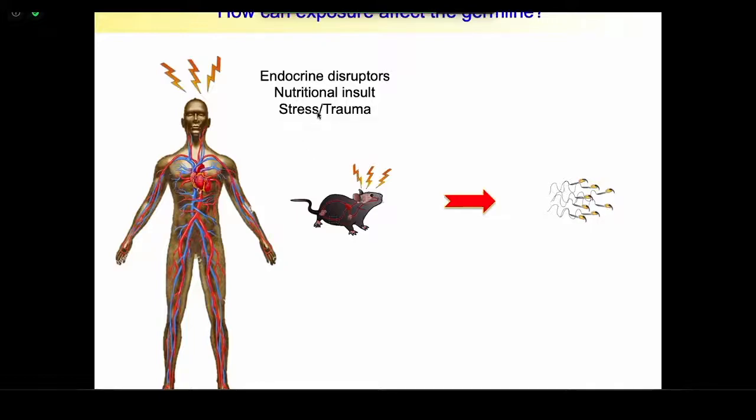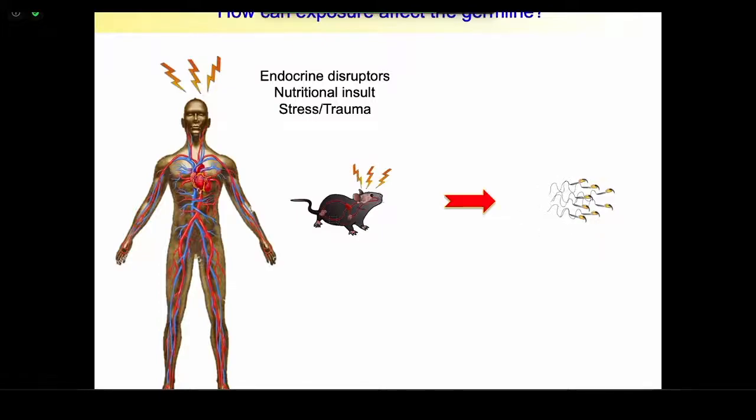But for complex exposure like stress and trauma, this is much more complicated because stress and trauma will induce many different things in the body, will alter stress hormone, will change behavior, will alter metabolism. So there is not one single component which may explain how germ cells end up being altered in the epigenome.